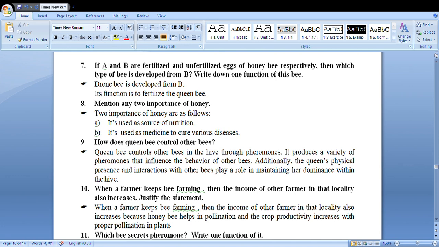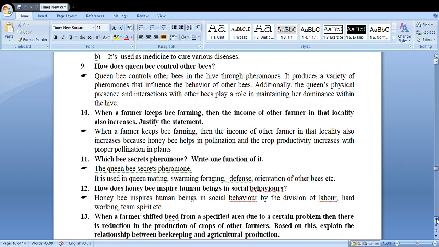When a farmer keeps bee farming, then the income of other farmers in the locality also increases. Justify this statement. When a farmer keeps bee farming, then the income of other farmers in the locality also increases because honeybees help in pollination and the crop productivity increases with the proper pollination in plants. That's why.